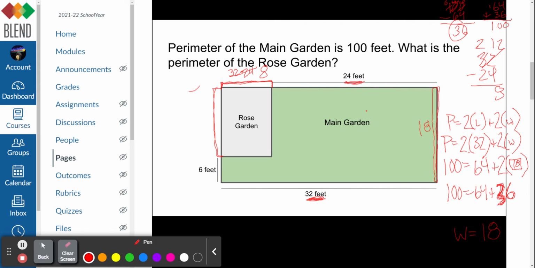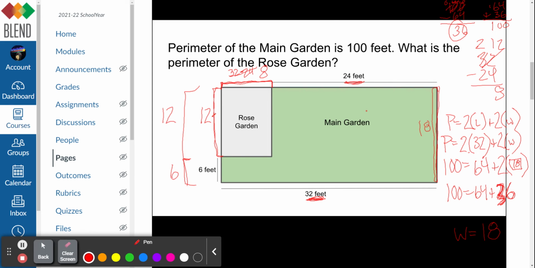Now, if this whole side over here is 18, but this part is 6 feet, what plus 6 equals 18? Yeah, 12. So it looks like the dimensions for the rose garden are 12 and 8. All right, so 12 and 8.